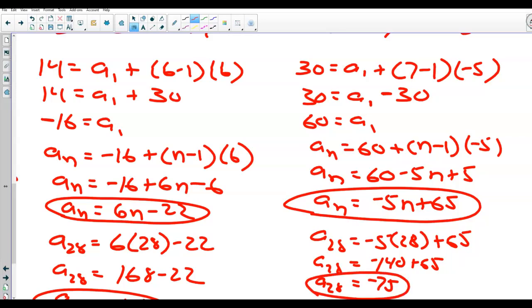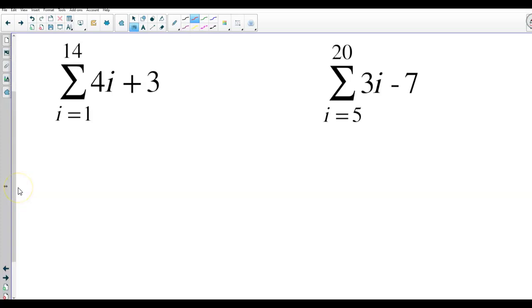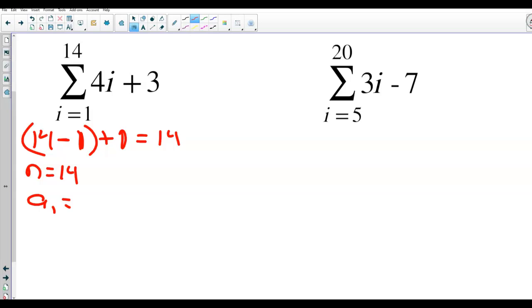And there's your answer. The n term here is always going to be the number up top minus that first term index, plus 1. So my n for this is going to be 14. My a1, 4 times 1 is 4 plus 3 is 7. My 14th term, or my last term, 4 times 14 is 56 plus 3 is 59.